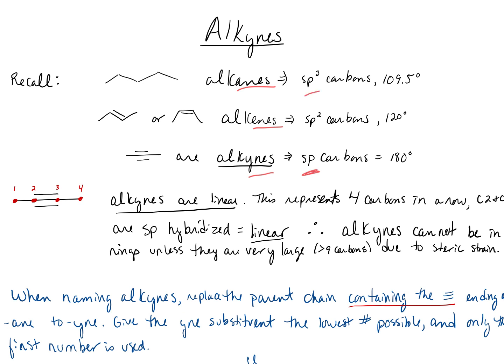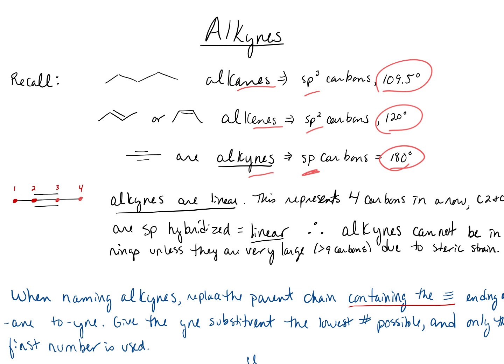Remember, alkanes were sp3 carbons, so the bond angle was about 109.5. Alkenes have sp2 carbons, so there's a bond angle of about 120. But sp carbons have a bond angle of about 180. And what this translates to is the fact that we have 4 carbons here in a row that are probably lined up there. You may not notice that there's a triple bond between 2 and 3, but absolutely there is. And so that means there are 4 carbons there in a row.